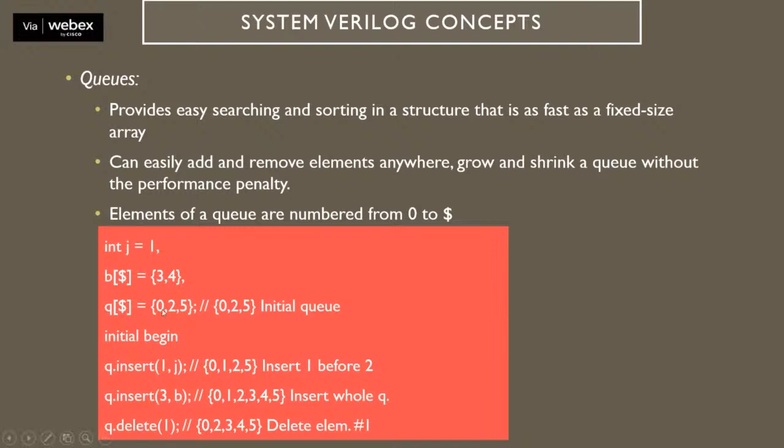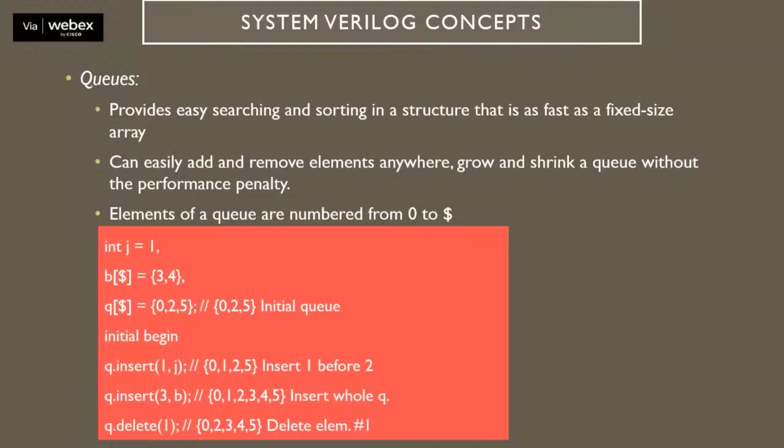As an example, we have taken the value j as int equal to 1. Here there are two queues, B and Q. B has the values 3 and 4, and Q is initially of size 0 to 5. So this is the initialization. Now we can have some operations done. As I told you, you can increase, add, remove and so on. You can have many operations relevant to these queues.